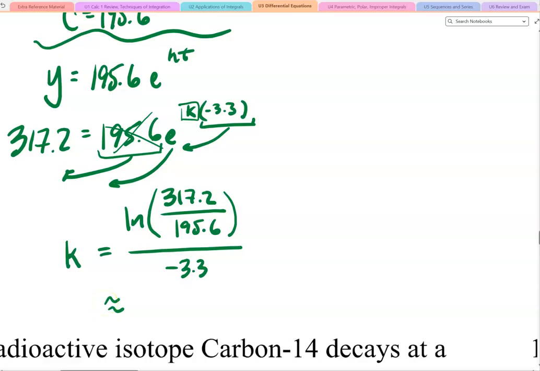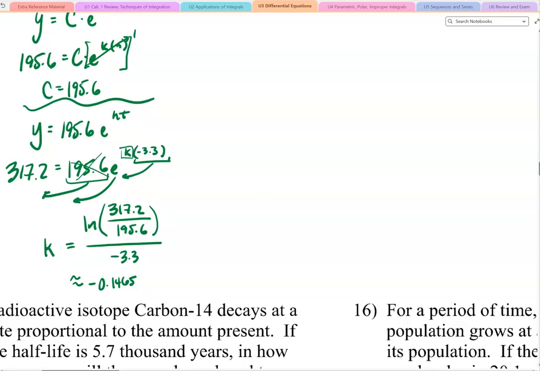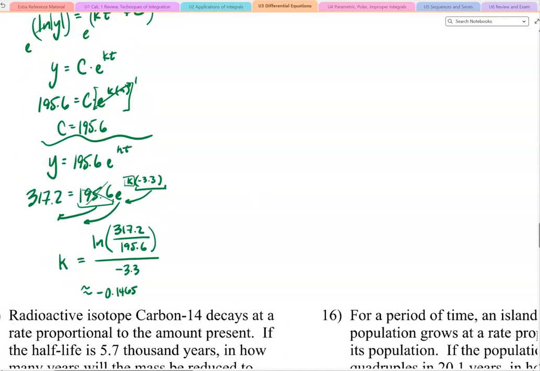Now, it's not really necessary that we go to the calculator to compute this, but if you're curious, that's negative 0.1465. So that tells me that we're losing about 14.65% per 1,000 years, 14% of mass every 1,000 years. Now, the reason why I say it's not necessary that we compute this is because anytime that we reference k moving forward, we can actually just take this entire expression and punch it into the calculator.